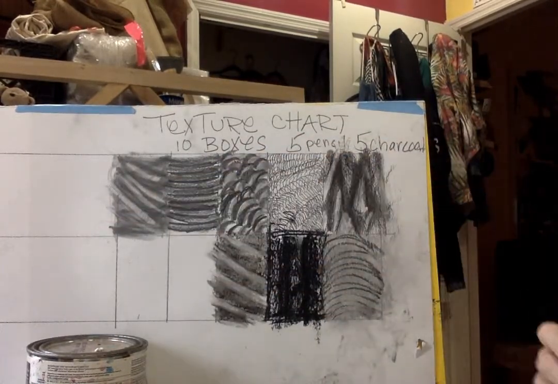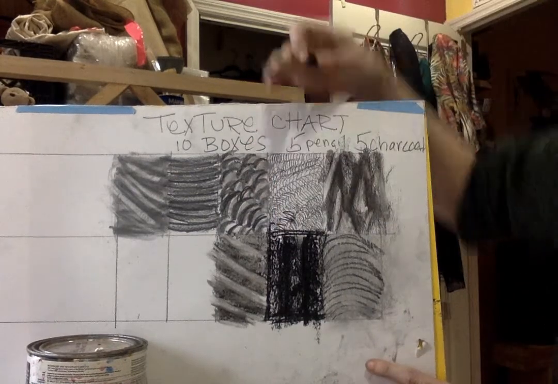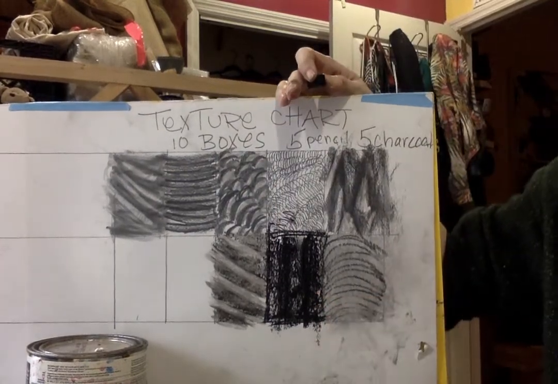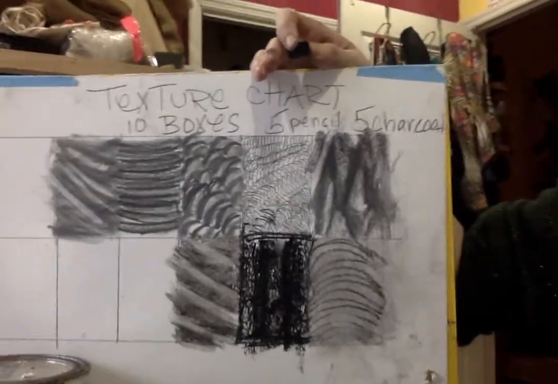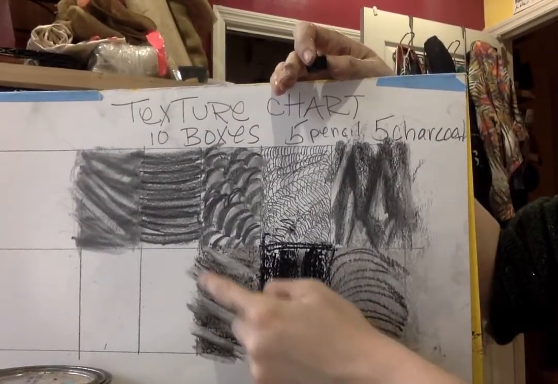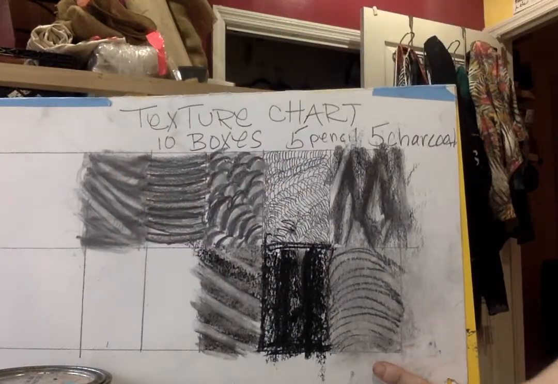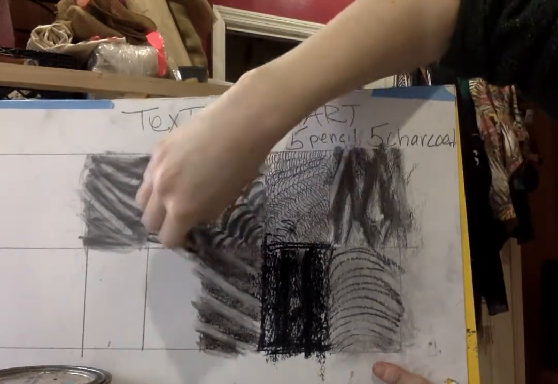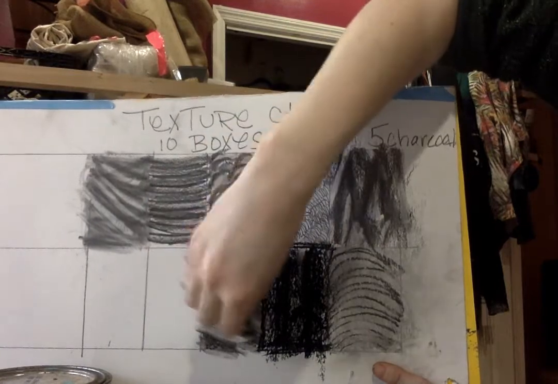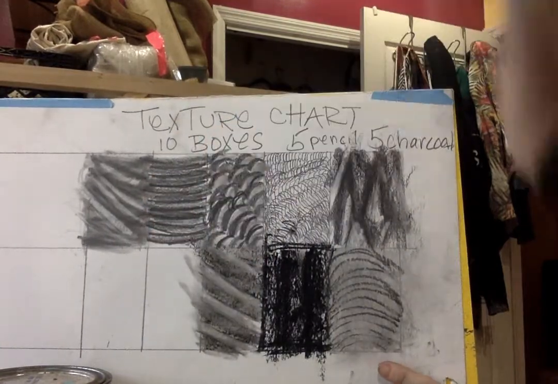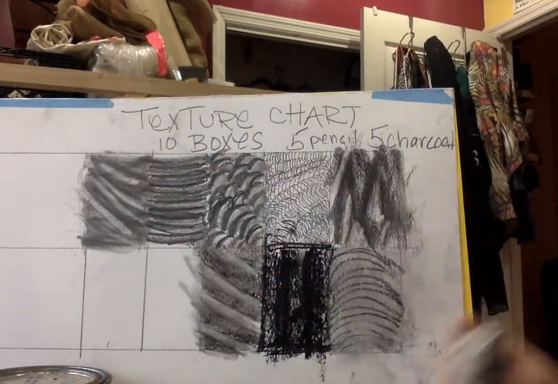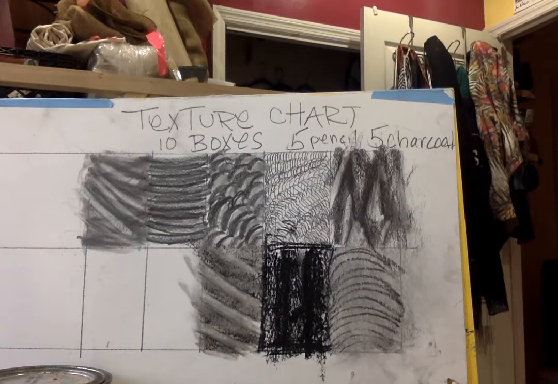So there are 5 there, and then I started 3 down here with the charcoal. You can see the bumpiness of the charcoal. Okay, and here I used the side of the charcoal, and then I used my chamois to smooth it out. So thinking about the different types of textures you get with different materials.